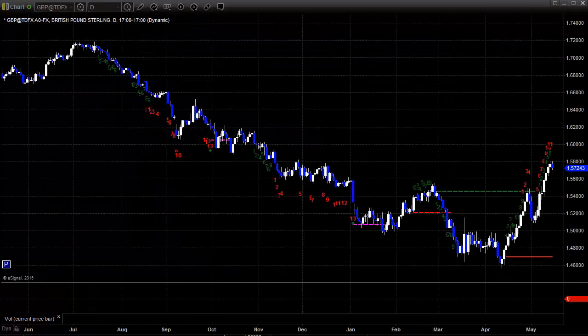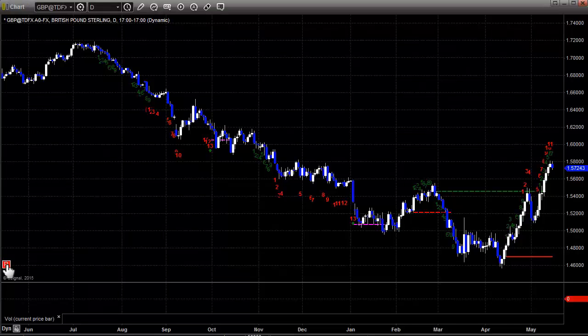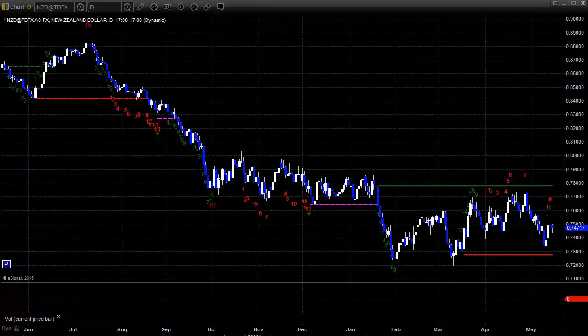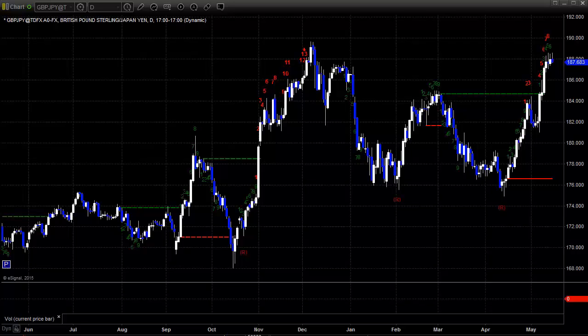Here's the pound, out ahead a little bit, and by the way, the pound is now 11 bars up towards our 13 count, so we could get a sell signal on the pound shortly. Here's the Aussie dollar, which hasn't quite made it back to the green static trend line yet. Here's the New Zealand dollar, which really hasn't done much at all, banging between the two static trend lines. And we'll show you one cross pair, the pound yen, which looks fairly interesting for a potential breakout.